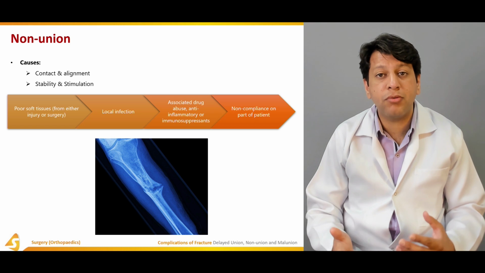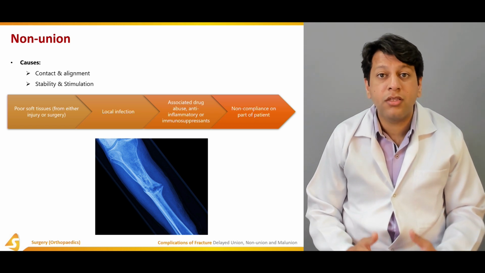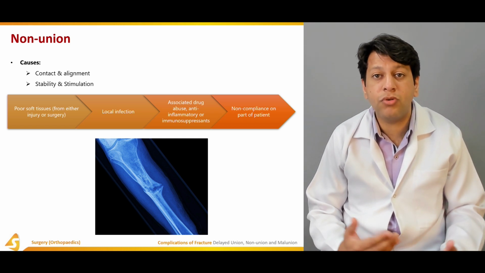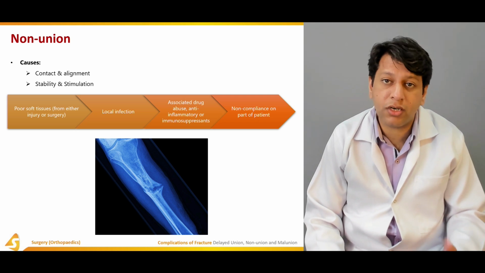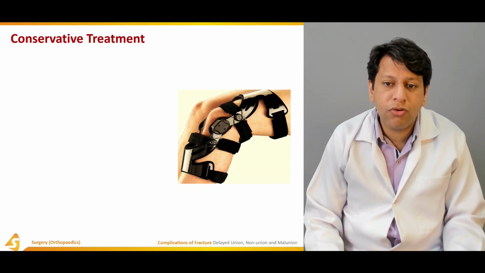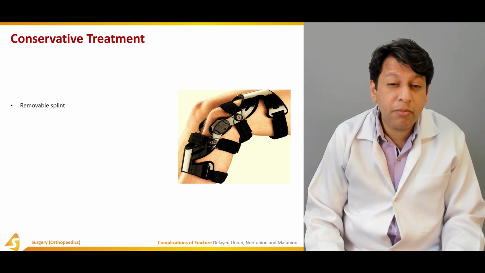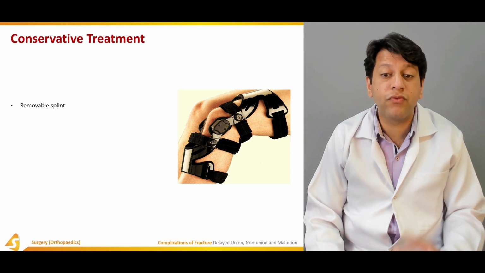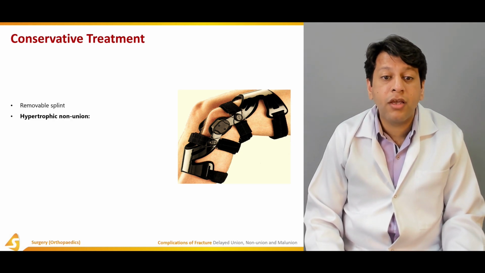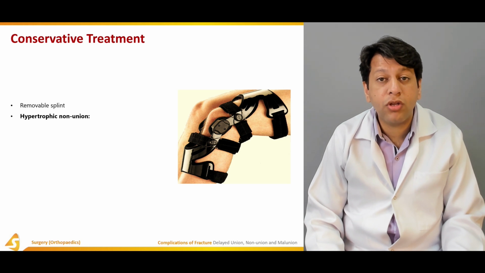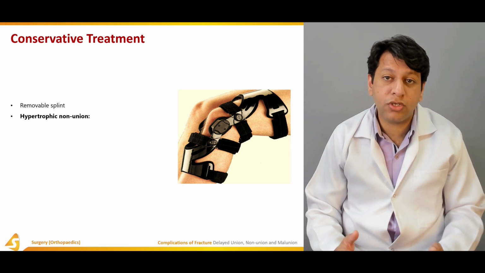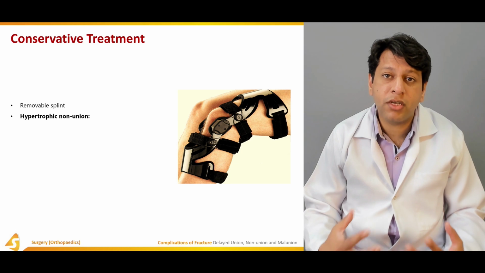For example, a patient may be smoking and taking alcohol. This may also hamper the union, which has to occur at the fracture site. Now, conservative treatment of the union is actually in the form of removal of splints. If it's a hypertrophic type of non-union, then the bone is not united, but the vascular supply is adequate.